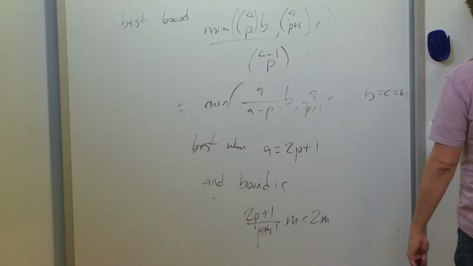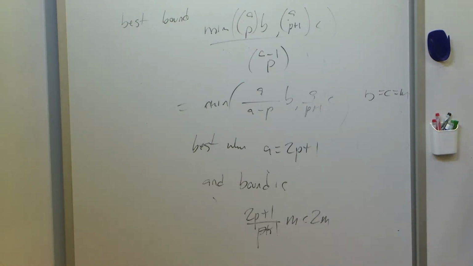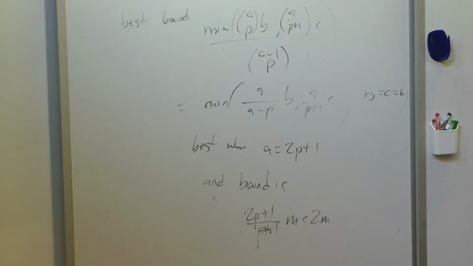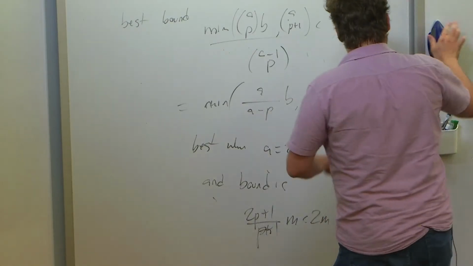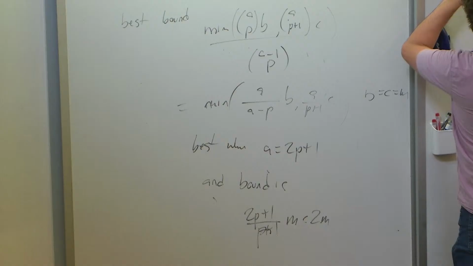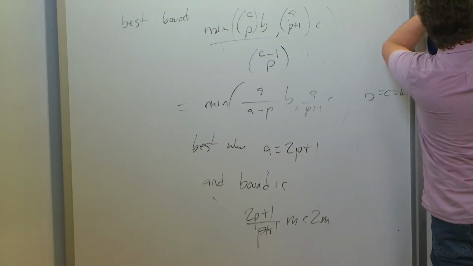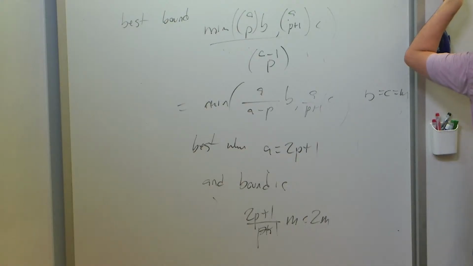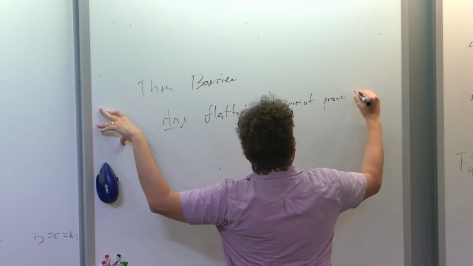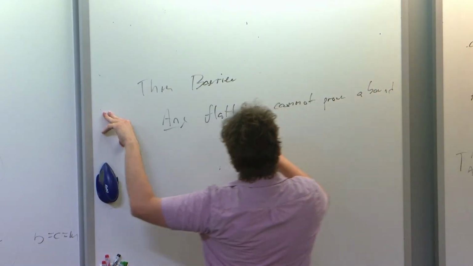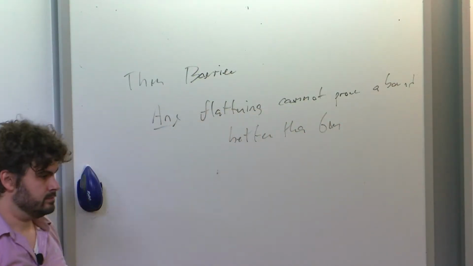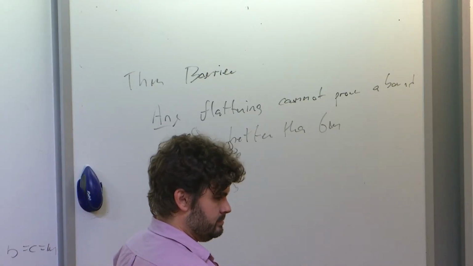And you could ask, could any other flattening idea do better than this? And the answer is not much. And if I had more time, I could explain why not much. But I will just state the barrier: any flattening cannot prove a bound better than 6M. Maybe going to be at least the initials of the authors of that paper.